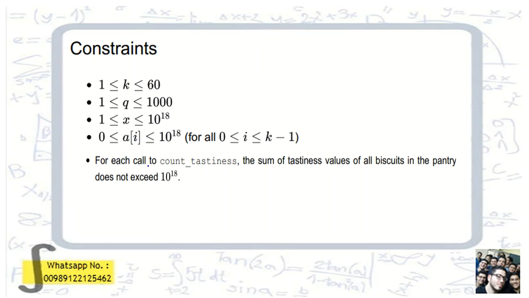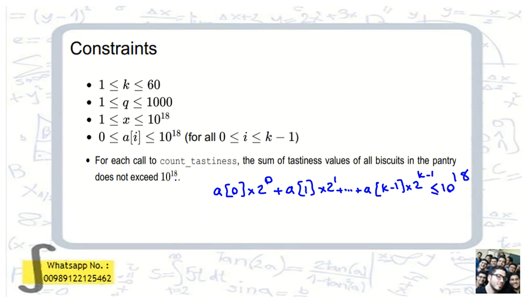And for each call to count tastiness, the sum of tastiness values of all biscuits means what? A0 times 2 to the 0. How many biscuits of type 1, A1? The tastiness of each of them is 2 to the 1, and so on, the last type, 2 to the k minus 1, is at most 10 to the 18. And this condition is important because at the end of this problem, we should count the number of operations and its order. So we would use that.